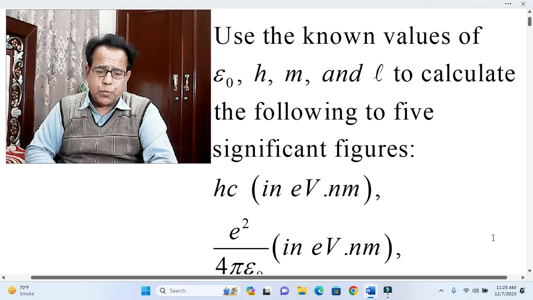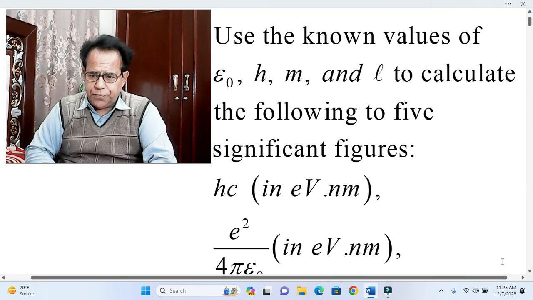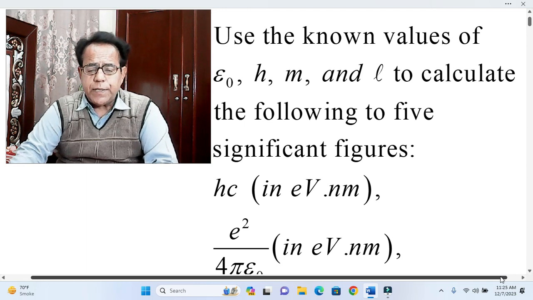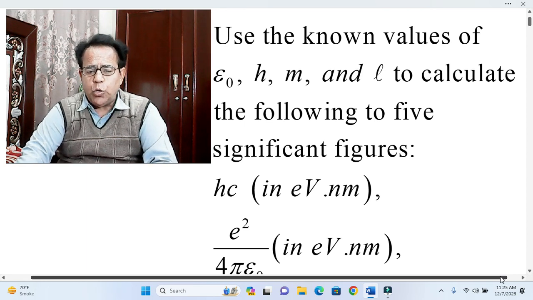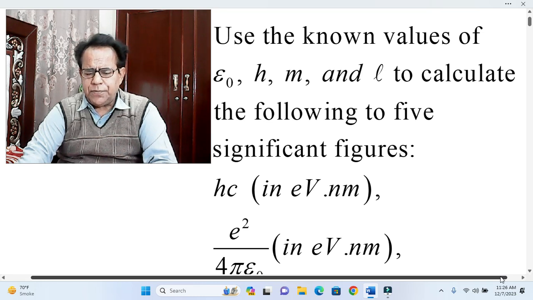This is our next problem, chosen from the same book, Modern Physics by Stephen T. Thornton and Andrew Rex. As usual, we first come to its statement. Use the known values of epsilon naught, h, m, and c. h is Planck's constant, m is mass, and epsilon naught is a physical constant used while studying dielectric constant, the dielectric permittivity of free space, etc.